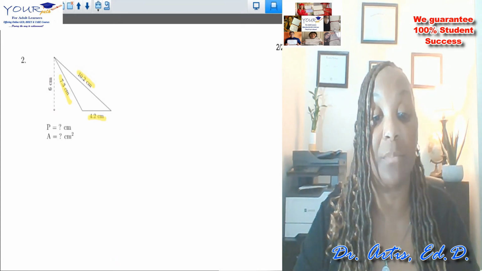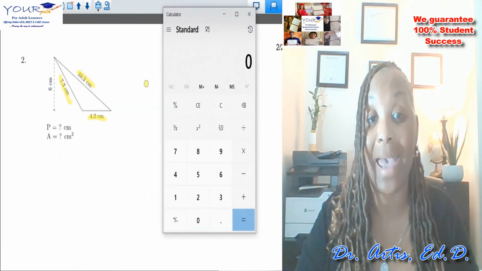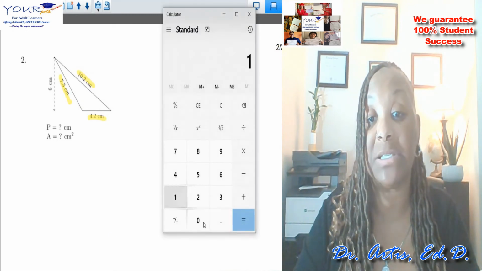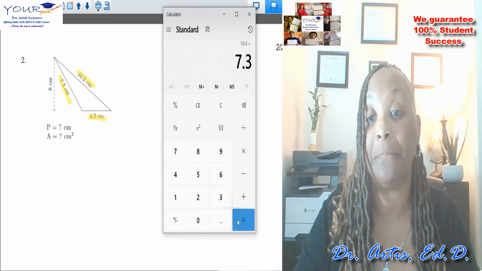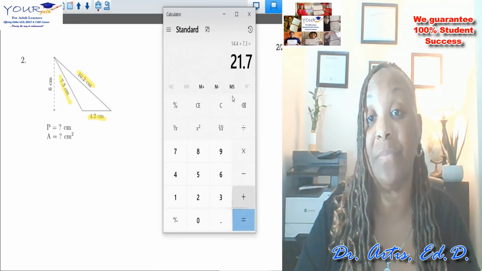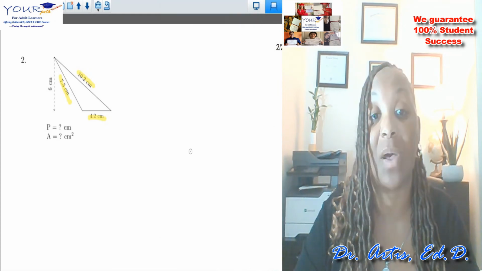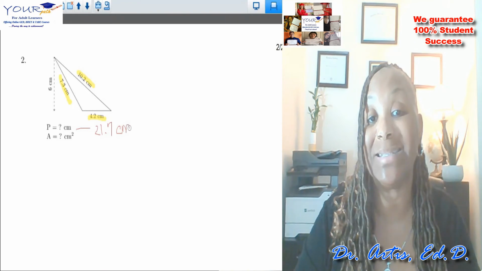So now to find the perimeter, we know that we're only adding. So we're going to clear our calculator and we're going to add what's around the triangle. So we have 10.2 plus 4.2 plus 7.3. And my perimeter is going to be 21.7 centimeters. Okay, so I can write that here. 21.7. And you want to include your measurement, which will be centimeters.